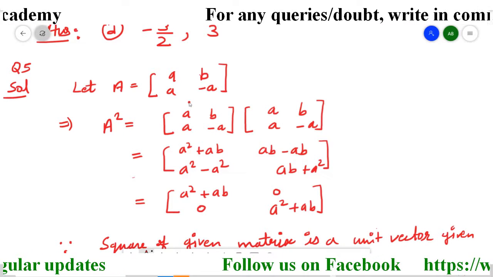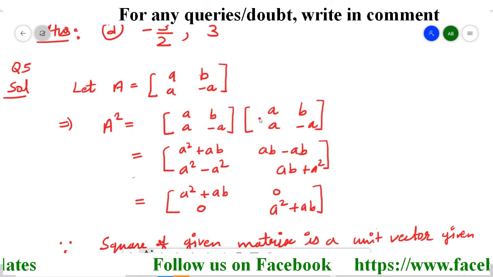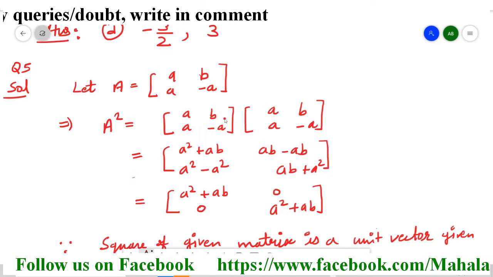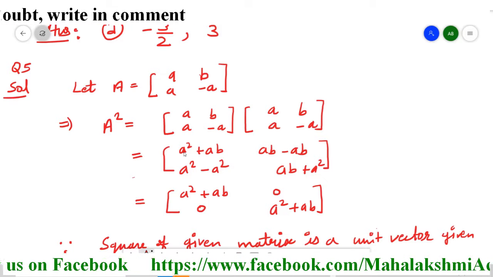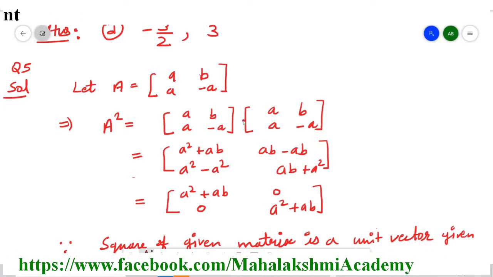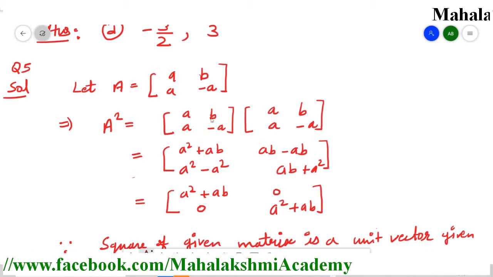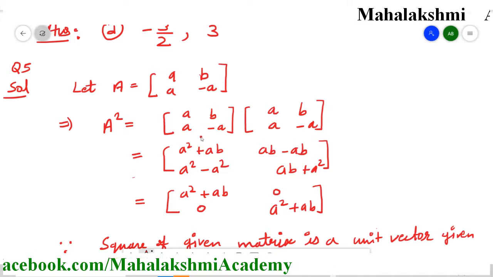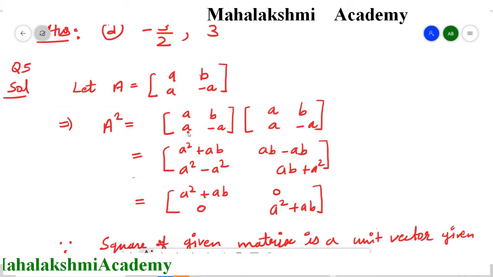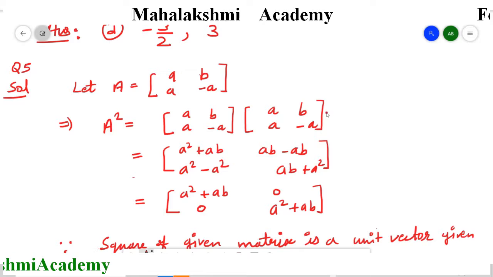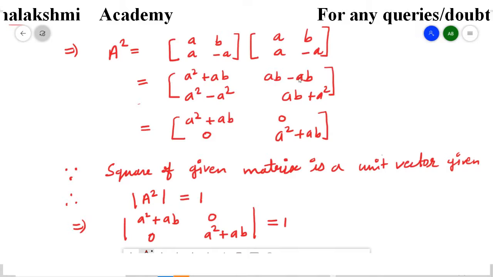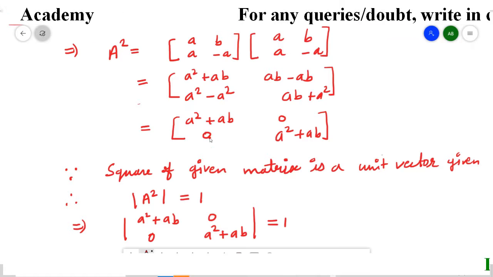See here, the given matrix is A and we need the square of the matrix. To find the square, write it down and find the product. First row multiplied by the first column gives A square, then AB. Then first row multiplied by the second column, so A multiplied by B is AB, then B multiplied by A is minus AB. Then second row multiplied by the first column gives A square minus A square. Then second row multiplied by the second column gives AB plus A square. Just simplify them. AB minus AB is 0 and A square minus A square is 0.